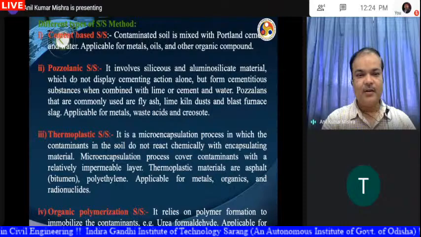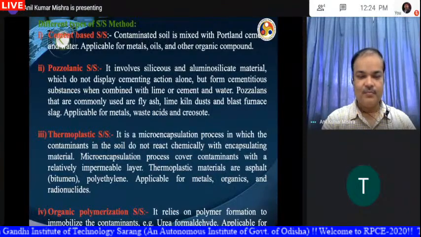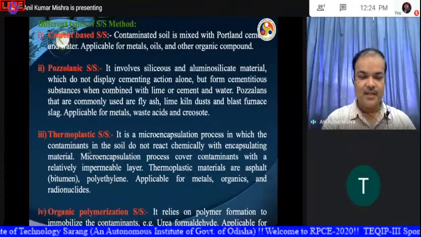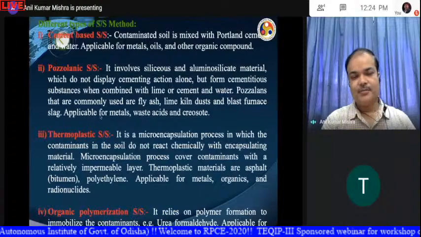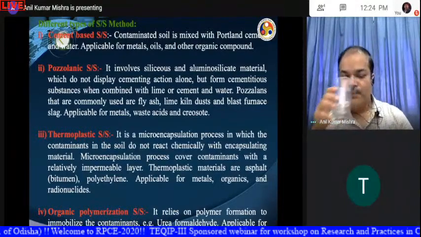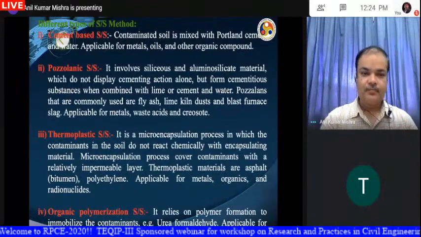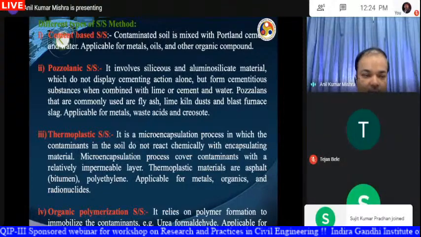So it can be carried out using cement, pozzolanic materials, thermoplastic materials, organic polymerization materials. So these are certain materials which we can use to solidify or stabilize our contaminants.